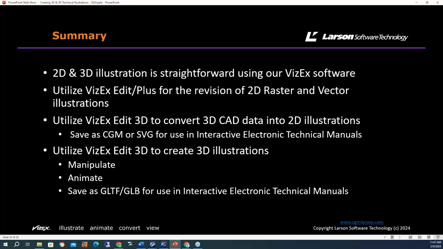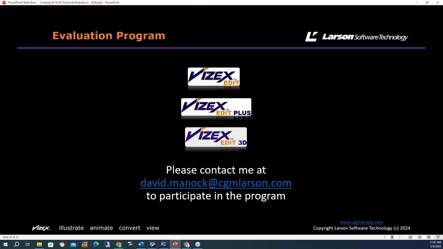VizEx Edit 3D gives you that ability to work with the 3D CAD data, create 2D illustrations, save them as CGM and SVG, and then add value to them. And VizEx Edit 3D also gives you the ability to create 3D illustrations as well. So manipulate them, animate them, and then save out as a GLTF or GLB file. Okay, so yeah, those were the three products we used.